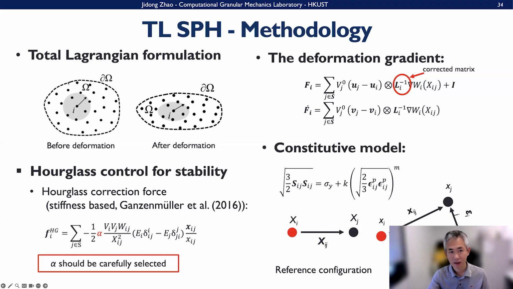Now, the formulation we use to describe the deformation and mechanical behaviors follows a total Lagrangian formulation. Lagrangian formulation means the observer coordinates are fixed to certain particles, and then we follow the flow, which really helps us trace large deformation relatively easily.